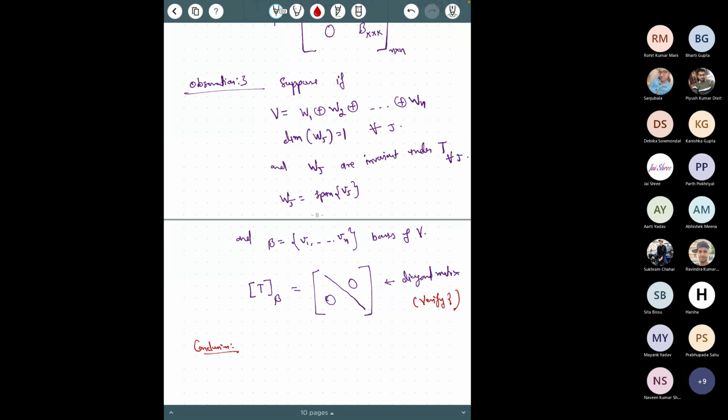And you can also see from here that the invariant subspaces of dimension 1 are of special interest, because they give us a way to find this basis. And you will see in the next result that they also give us a motivation to define eigenvalues and eigenvectors.